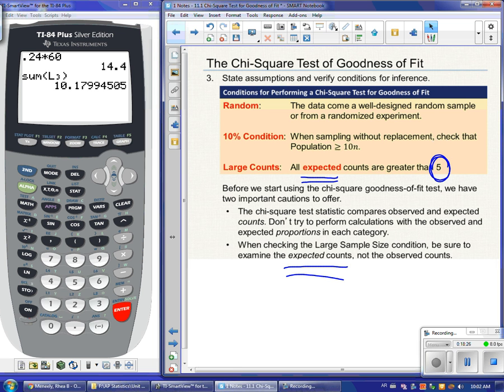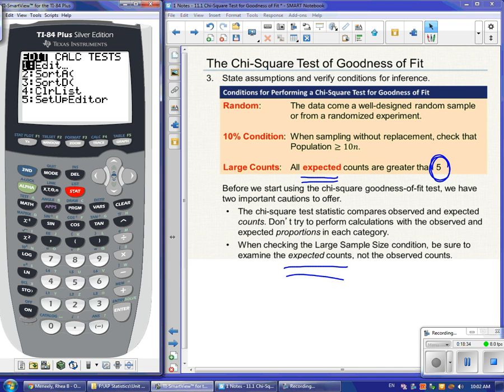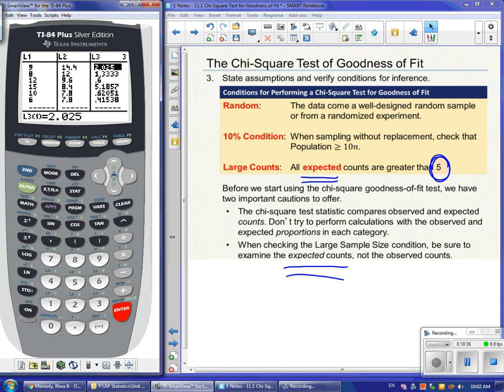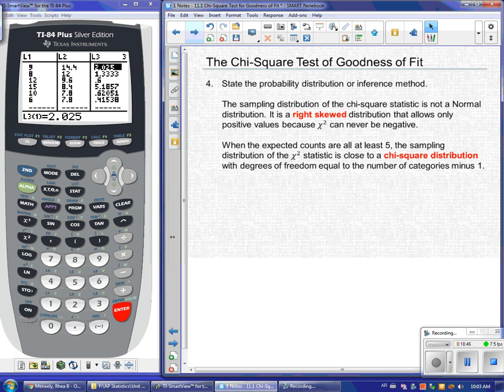If we assume that a bag of M&Ms is a random sample from the population, we certainly know that we're going to have more than 600 M&Ms in our population. And if I go back to my list, I can see very clearly, if I look at list 2, those are my expected counts. All of those counts are greater than 5. So my conditions are met, and it's appropriate to perform this test. So the next step would be to state the probability distribution or the inference method.